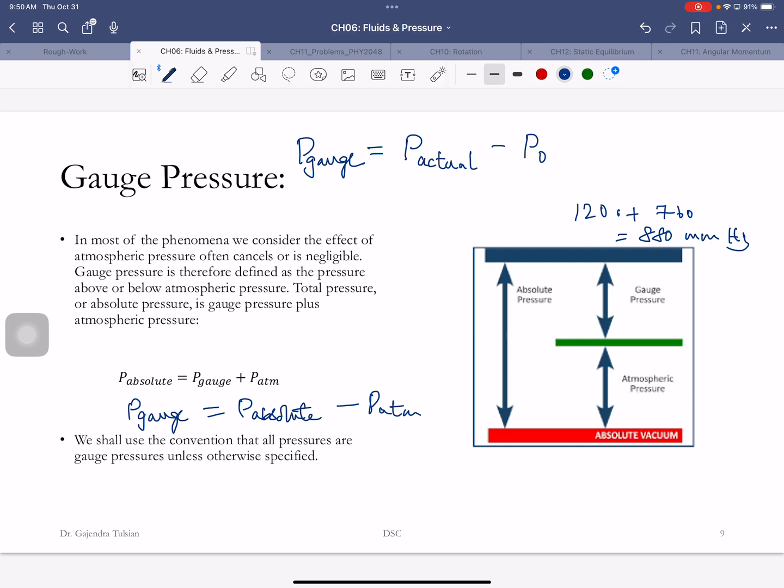Okay. All right. Now, since in the medical industry we are always talking about gauge pressure, we shall use the convention that all pressures are gauge pressures unless otherwise specified. So the blood pressure that they measure in the doctor's office, the ocular pressure that they measure, all are gauge pressures. Okay.